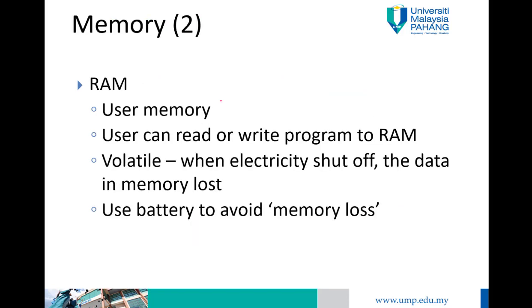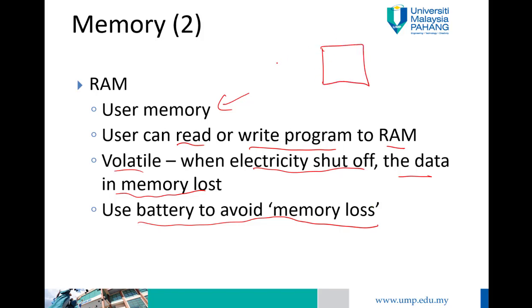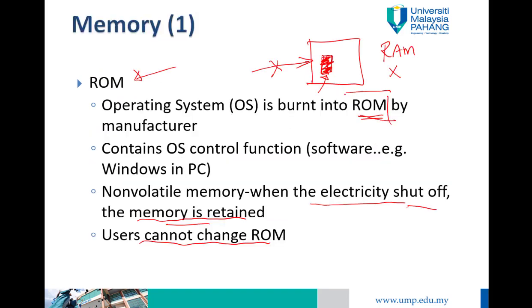RAM is a user memory. The user can read or write a program to RAM. It is volatile: when electricity shuts off, the data in memory is lost, so a battery is used to avoid memory loss. As I mentioned, in a PLC they have an external power supply and also the battery. As long as the battery is functioning, the memory inside the RAM will remain. But once the battery is not functioning, all the data in RAM will be erased, but the data inside the ROM will be maintained.